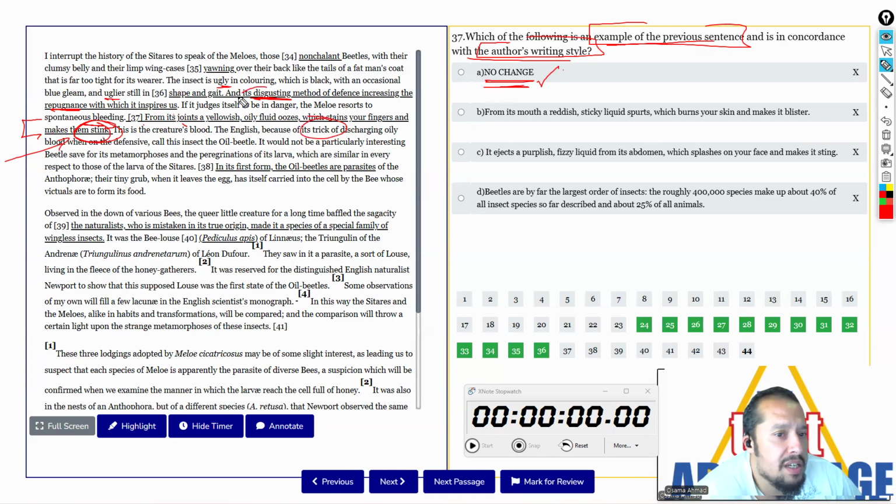Stink, trick, disgusting, ugly: very hard and negative words. Answer B: from its mouth, a reddish, sticky liquid spurts, which burns your skin and makes it blister.